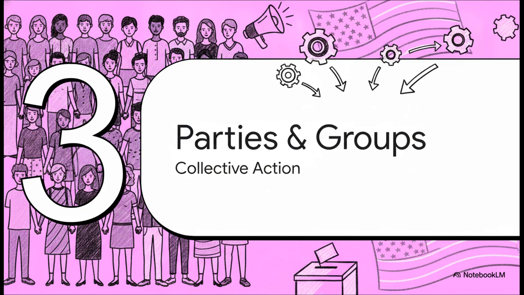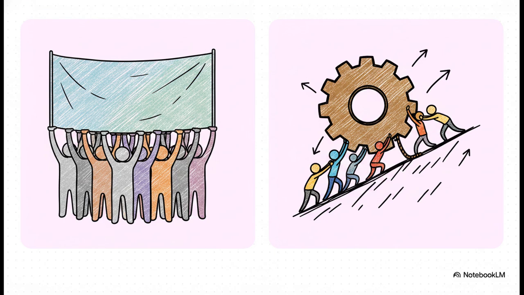Okay, Section 3, Parties and Interest Groups, Collective Action. So the crucial point is, once we identify a public problem, we usually realize pretty quickly that we can't fix it alone. We need a team. We need collective action. Here's our claim. Interest groups are a powerful form of political participation. And the evidence?